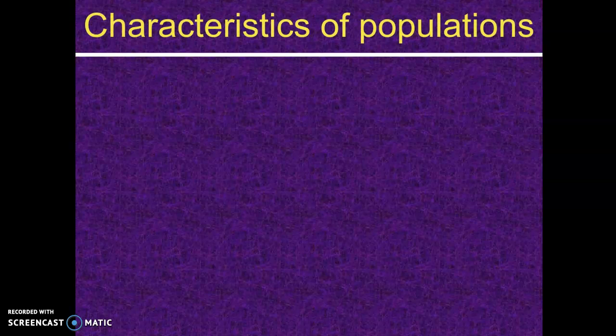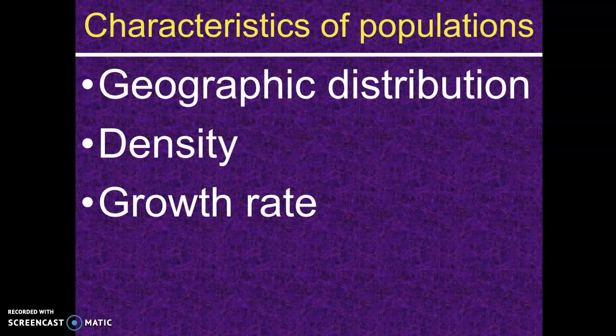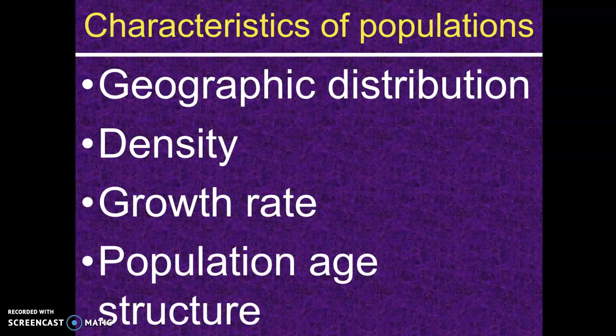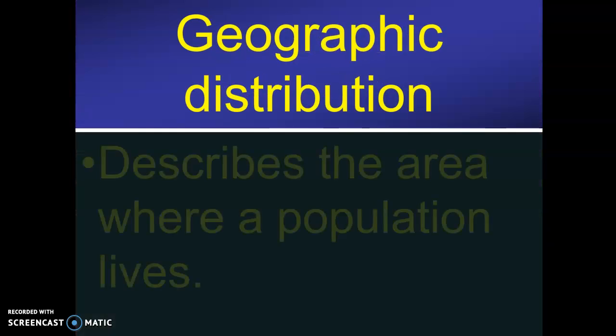Let's get through those. Okay, characteristics. Not sure if the videos, I don't think they hit this very hard, so I definitely make sure you know vocab words. Okay, these are the 4 that we're going to look at: geographic distribution, density, growth rate, and population age structure. So the names pretty much tell you what they are.